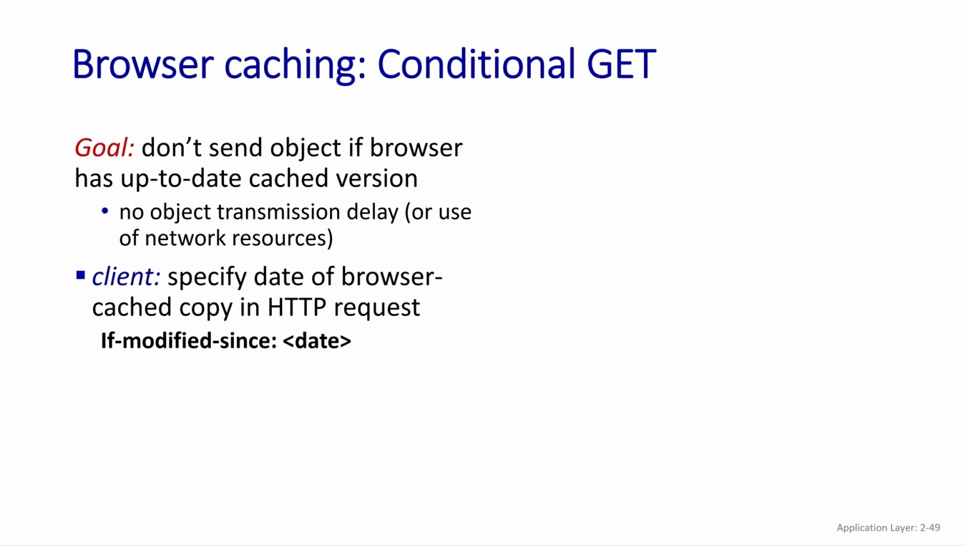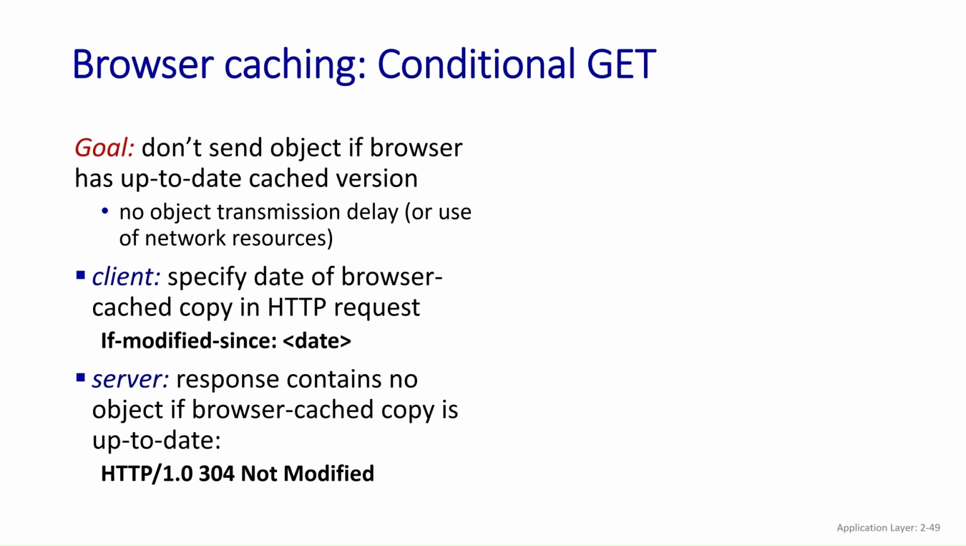For that, we have this header field, If-Modified-Since, which includes the date. And if it is not modified, the server will send me a response 304. Remember, 300 to 399 are redirection and so on. 304 means not modified, and it will not send the object in this case, because the object is already there with the proxy server or web cache.